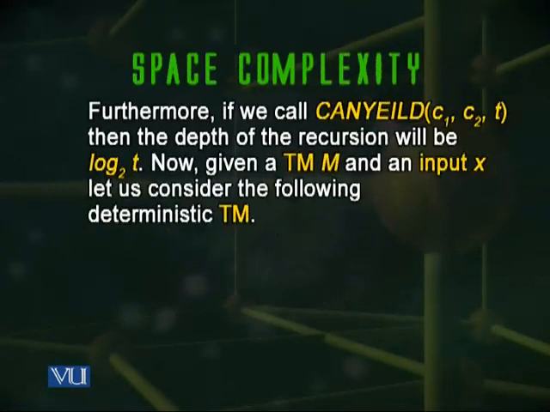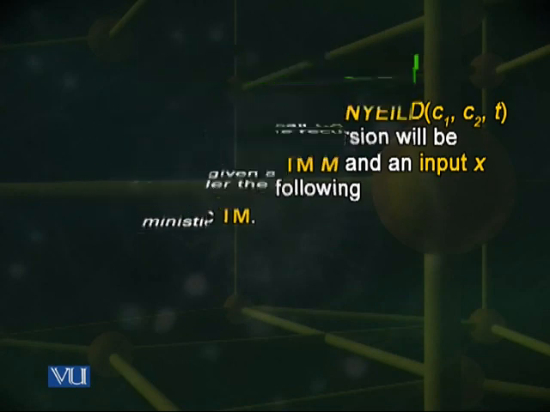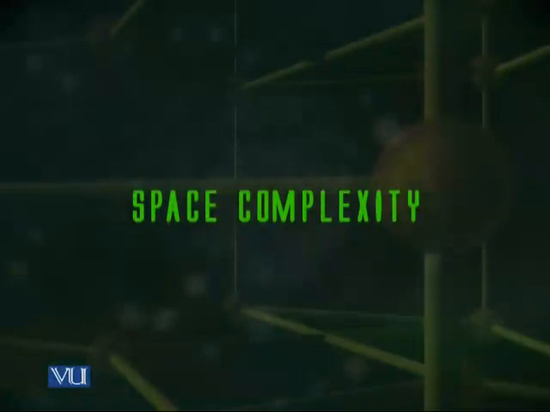Furthermore, if we call CanYield(C1, C2, t), then the depth of the recursion would be log base 2 of t. Well, this is the same argument that we repeated for reach(A, B, k). Over there, k was being halved at each recursive call. Here, t is being halved at each recursive call. So before t reaches 1, there can be at most log base 2 of t steps, and therefore the depth of the recursion is going to be log of t at most.